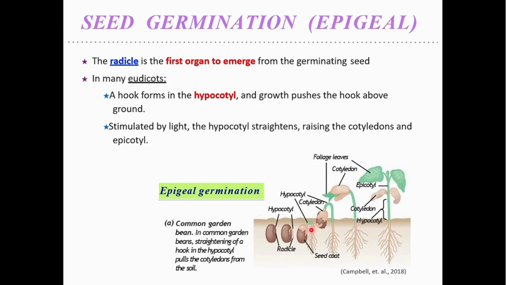When it is stimulated by light, after it is exposed to the light outside the soil, it will become straight. The straightening of the hypocotyl will cause the cotyledon to pull out from the soil, and then this will allow the shoot to grow into the leaf of the plant.